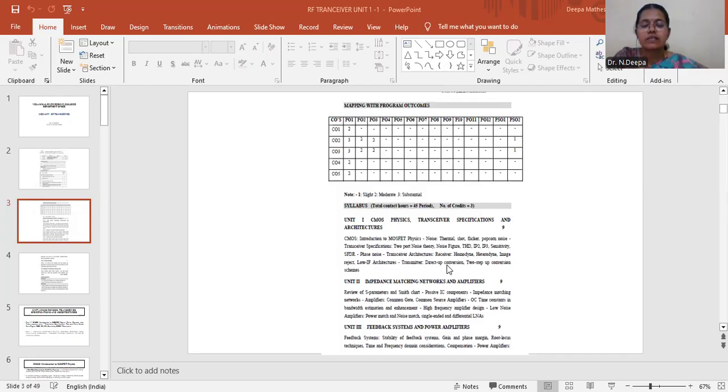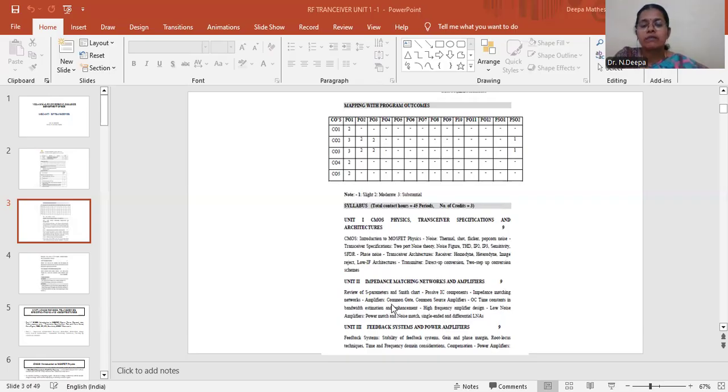The second unit involves impedance matching networks and amplifiers. You already know about impedance matching networks. Here also we can go for a small review about S parameters, Smith chart, and passive IC components, nothing but RLC. You already know resistor, capacitor, and inductors. These are the passive components. And what is impedance matching, and what are the impedance matching networks and amplifiers.